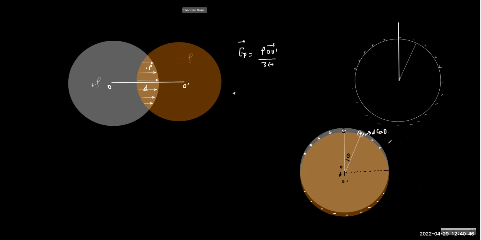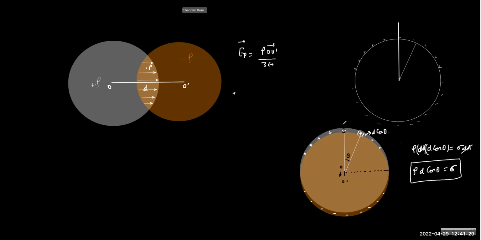And we know how to relate sigma with rho. Volume density into volume, which is dA into D cos theta, equals surface area into thickness, which is sigma into dA. Both are the same, so dA will cancel out. So what you can realize is that rho into D into cos theta is equal to sigma. So sigma is a function of theta.